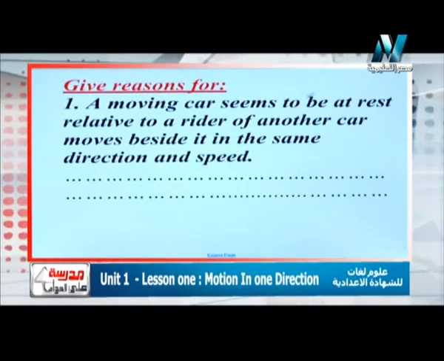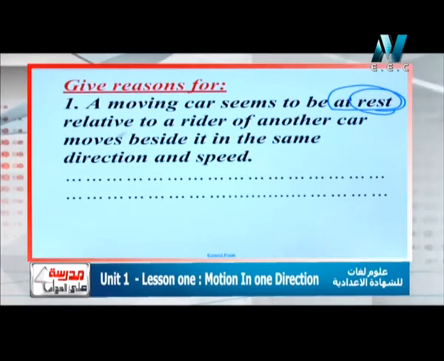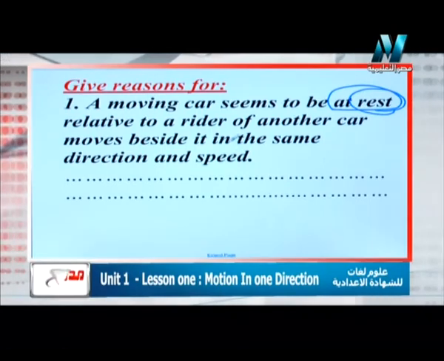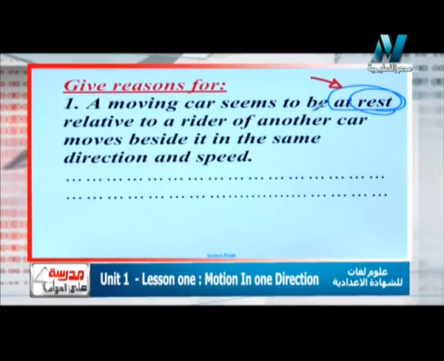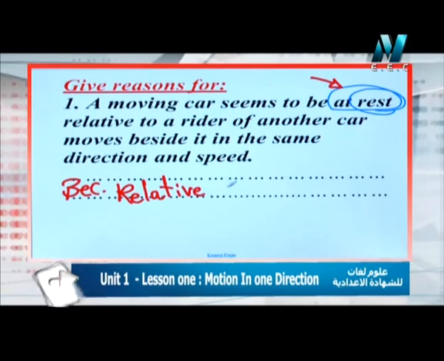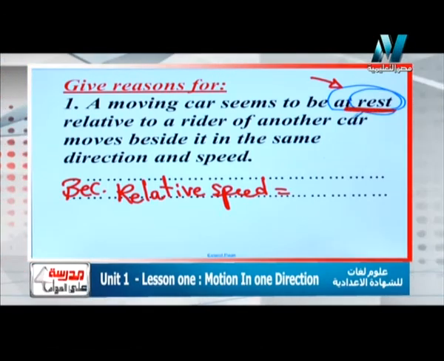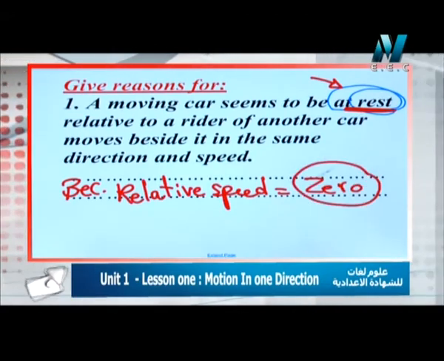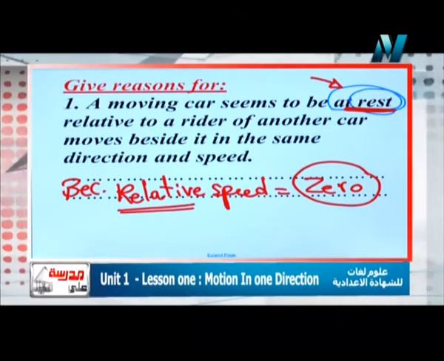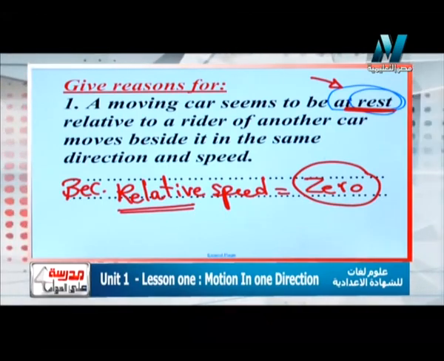Give a reason: a moving car seems to be at rest. A car is moving but appears to be at rest relative to the rider of another car moving beside it in the same direction and speed. When is the only case the car appears at rest? Because the relative speed equals zero. What am I talking about? Relative speed. If the two cars move in the same direction with the same speed, in this case the relative speed equals 0, so they appear at rest. As if they are standing. They are not standing of course, since I can hand something to the person in the car next to me, and when he moves, I move like him.